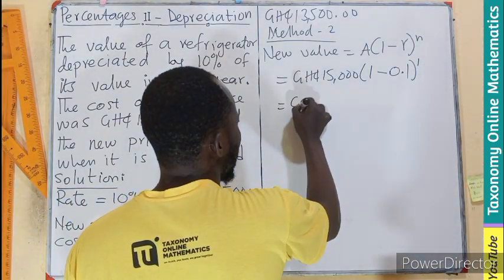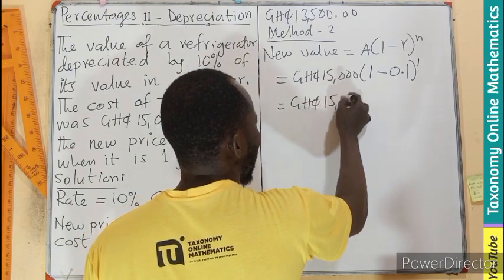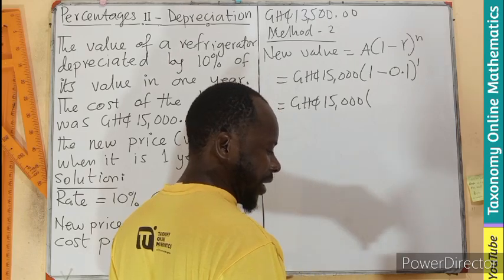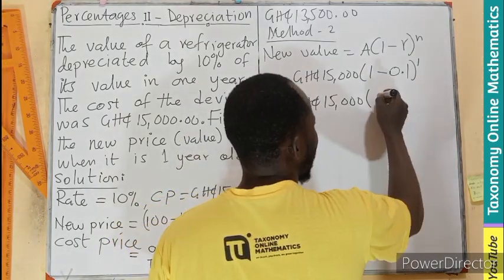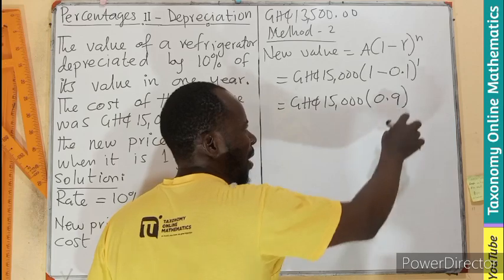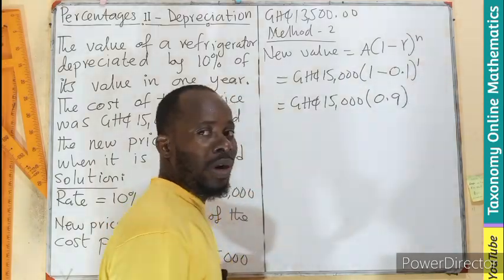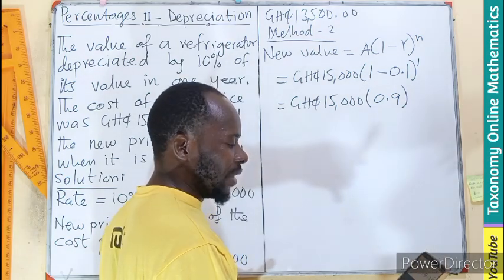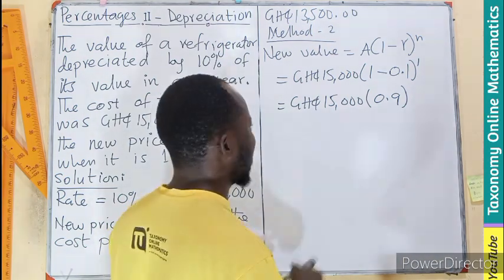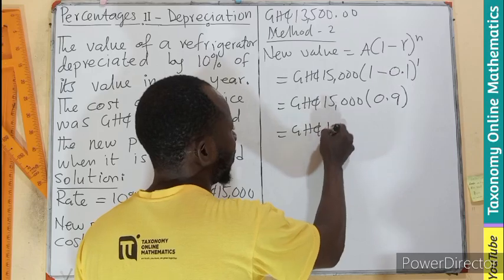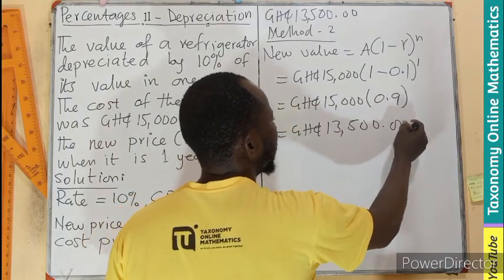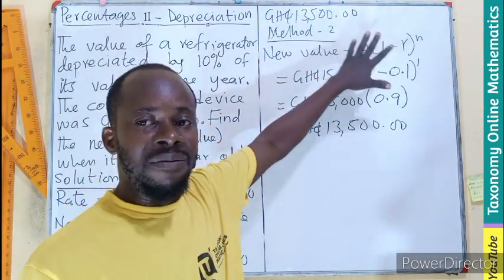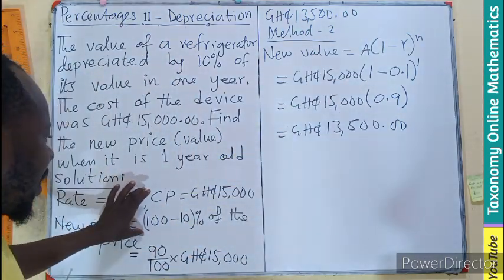So this means that we should be having 15,000 times 1 minus 0.1. Let's see what that will be. That will be 0.9. Remember, the 1 here will not have effect on the 0.9. So we multiply that value by our 15,000, and that will still give us 13,500.